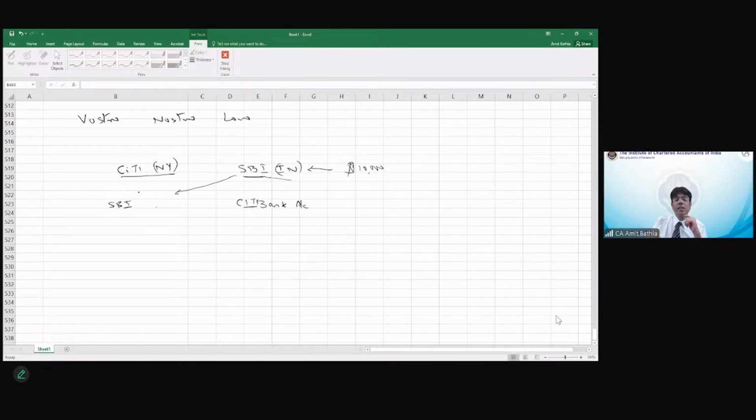I repeat once again. SBI India opens its account with Citibank. Citibank has opened its account with SBI in India. They both do not have their own branches over there, right? So now, in order to help their client, I am the client of SBI Bank, and I am telling them that, see, I have a bank account with you in India. You debit the INR value in my account, but transfer $10,000 to my client who is in New York.